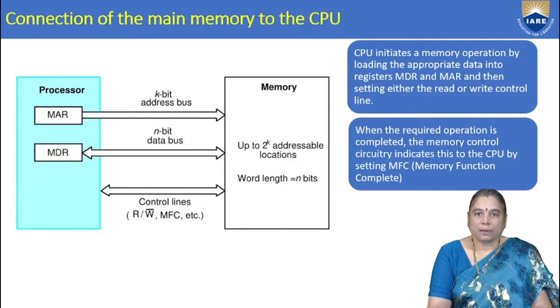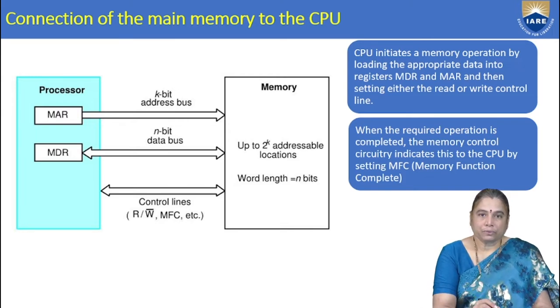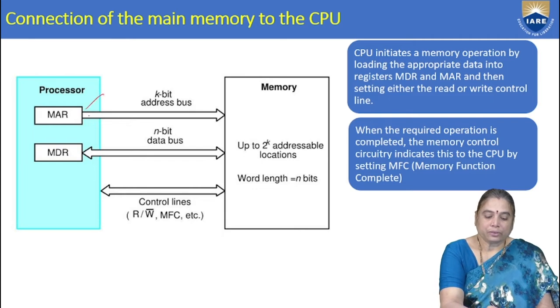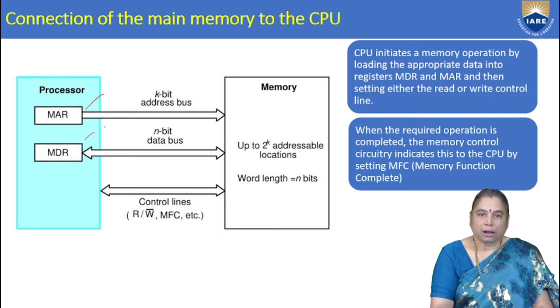How the operations can be performed on the memory, and how the connections of main memory to the CPU are made, can be described here by using this circuit. In the processor, two special registers are available. Those are called MAR and MDR. MAR is the memory address register. MDR is the memory data register.